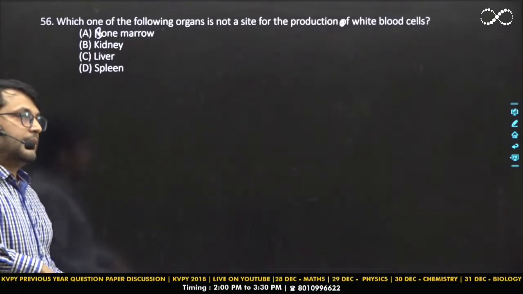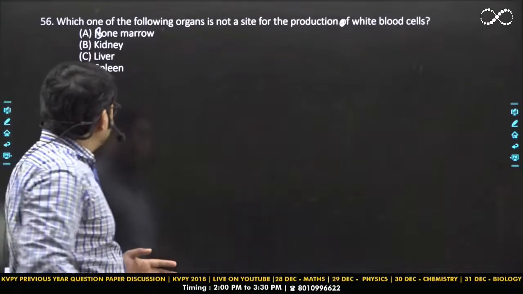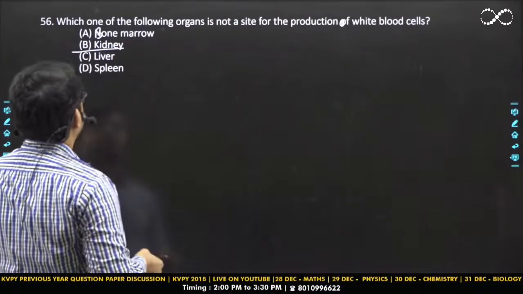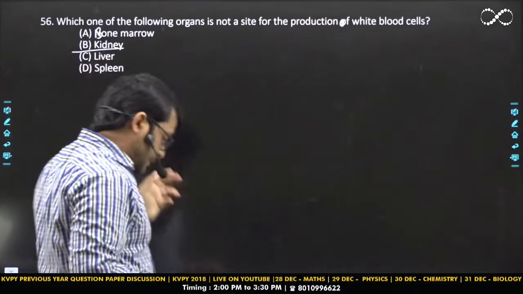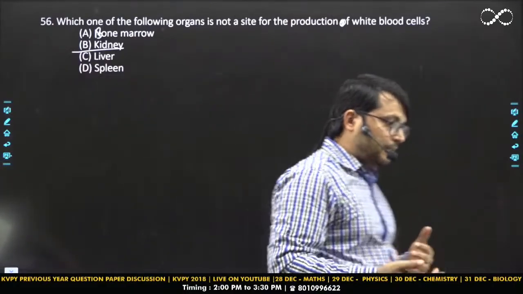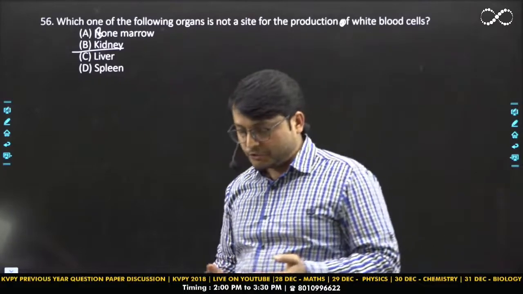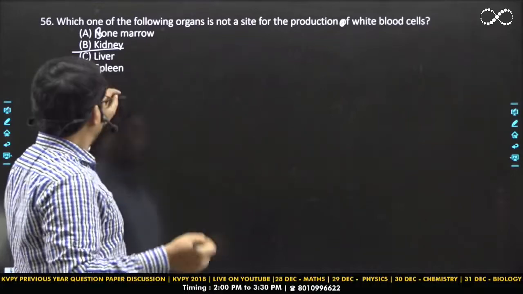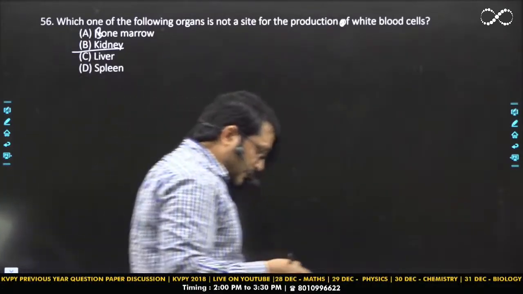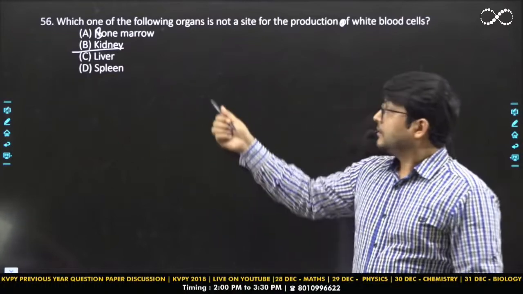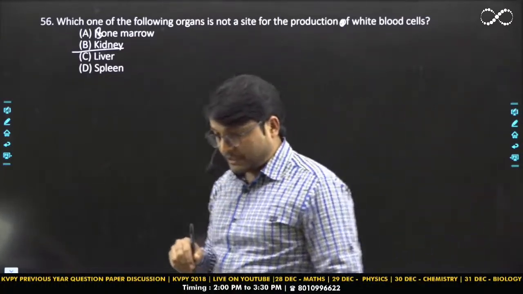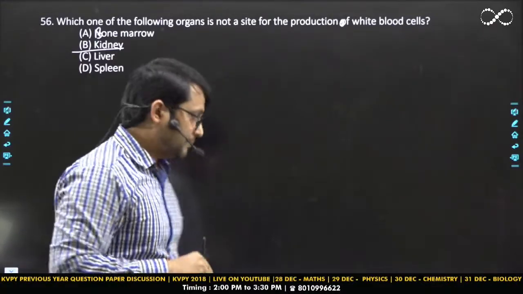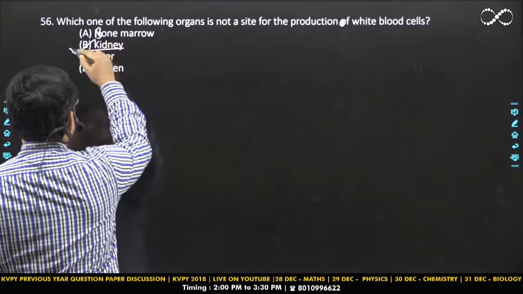Great, yes. So most of you are saying B, that is kidney, and that is the right answer, right? See, bone marrow is the site of RBC, WBC, as well as platelet formation in adults, right? During childhood or during embryonic conditions, blood is also formed in the liver and spleen, right? Therefore, kidney should be the correct option here. Correct? Yeah, kidney is the right answer. Very good. Well done, all of you.